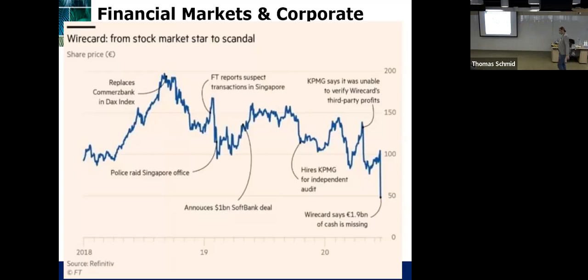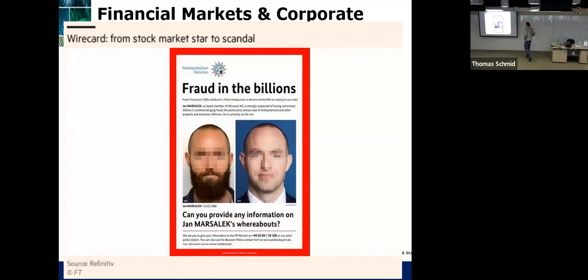The CEO was arrested. This is the CFO, Jan Marsalek. He is on the run. He escaped. And until today, it's not totally clear how much money they have stolen, but it is pretty clear that investors lost nearly all of their investments, and that this was a massive fraud scheme. Actually, even businesses that they claimed to exist did not exist. Money that they claimed to exist just did not exist. So massive, massive fraud.